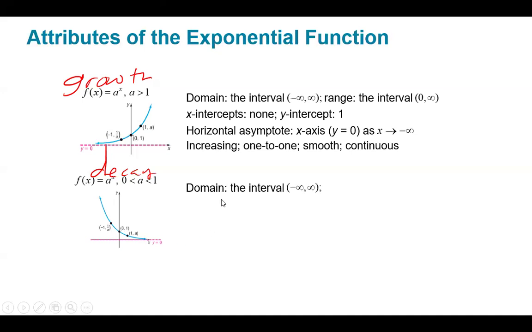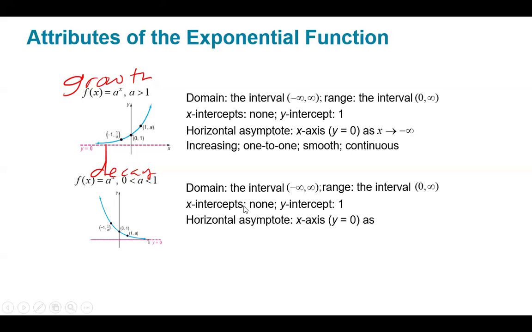So my domain is still negative infinity to infinity. My range is still 0 to infinity. My x-intercept is still none because of the asymptote. My y-intercept is still at 1. My horizontal asymptote is going to change, because it comes into play now when I head towards positive infinity, because that's where the decrease is heading to. And our graph is now decreasing.